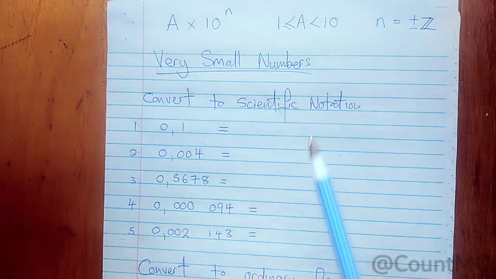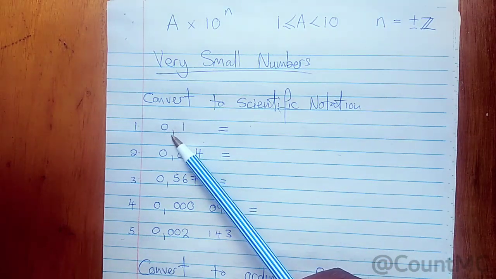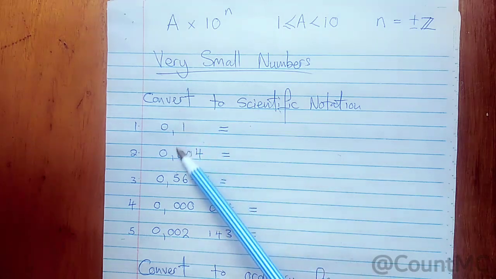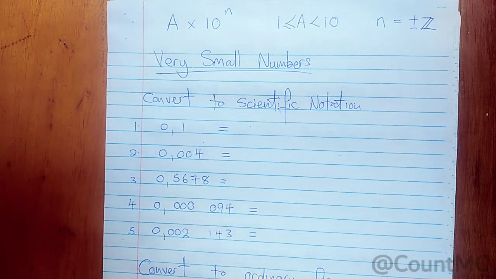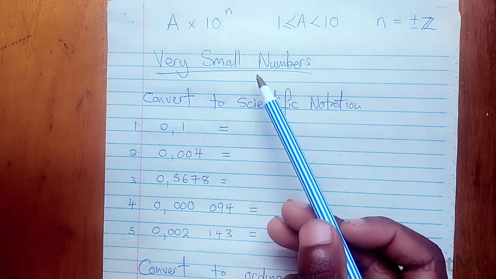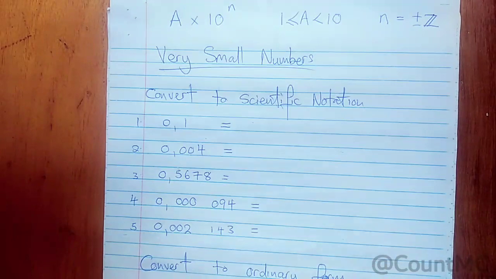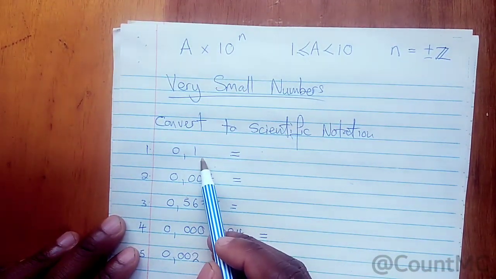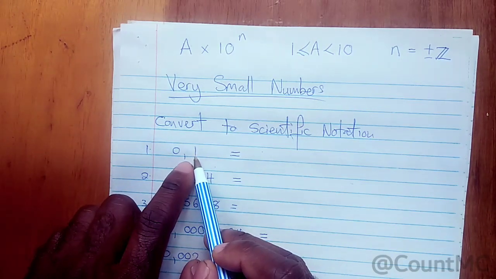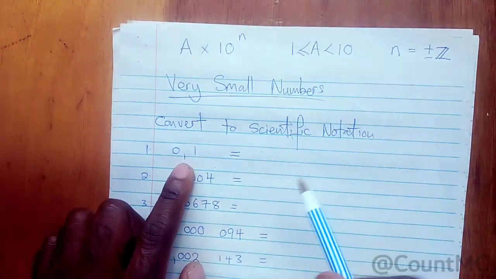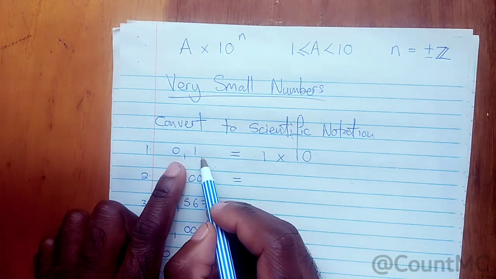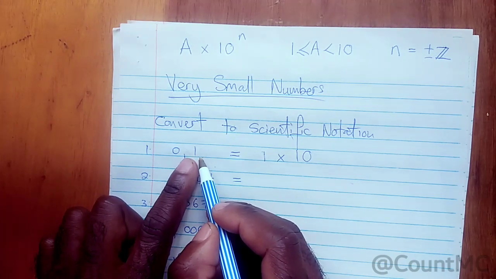Let us deal with very small numbers. When you're given numbers less than 1, let's say you are given decimals, you will be using a negative n. So let us show using examples. Convert 0.1. We need to move this 1 position this way so that this 1 will fit into this condition. So this will be 1 times 10 to the power. How many positions did it move? It moved 1 position to get here.